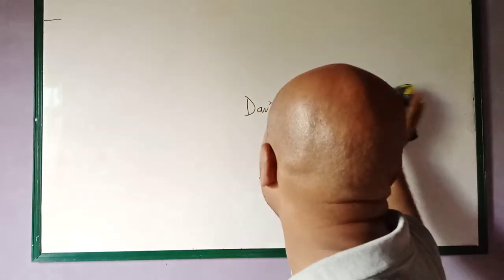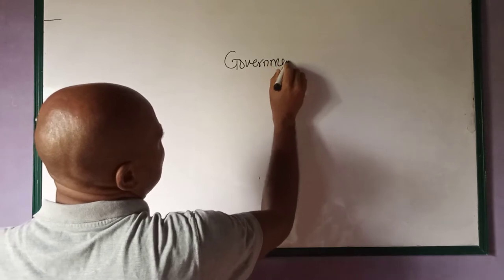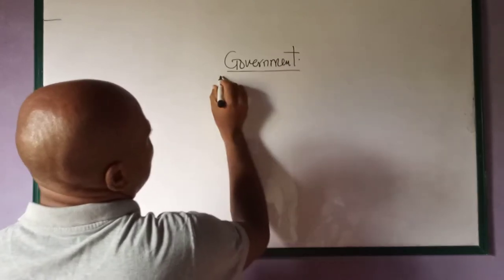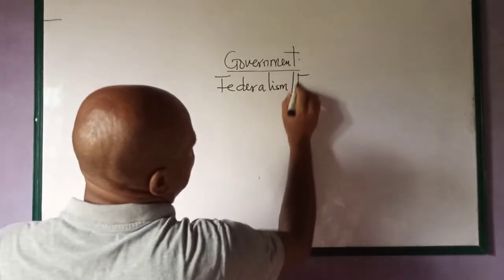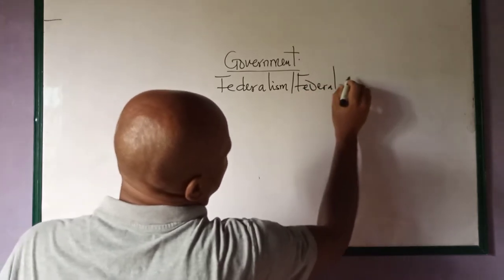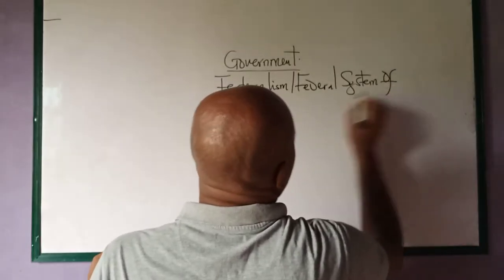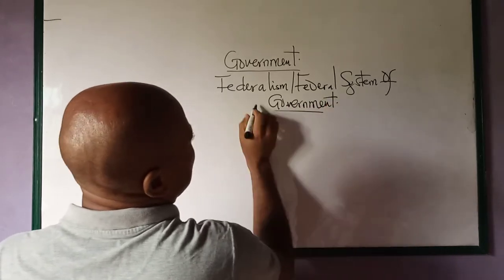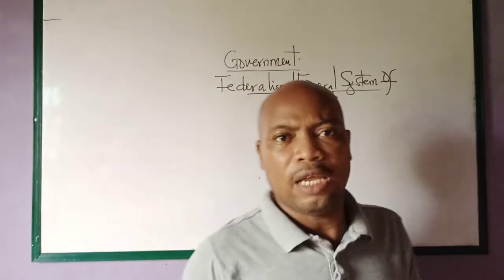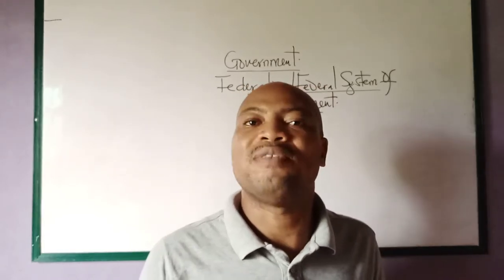Today, we're going to look at something different under government. We're looking at what we call federalism, or you can say the federal system of government. A lot of people are having difficulty in defining what is a federal system.